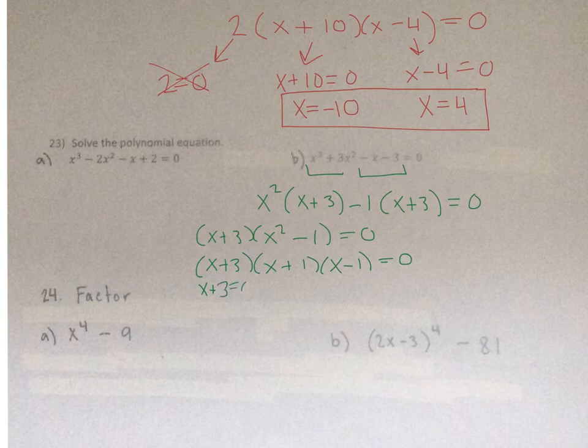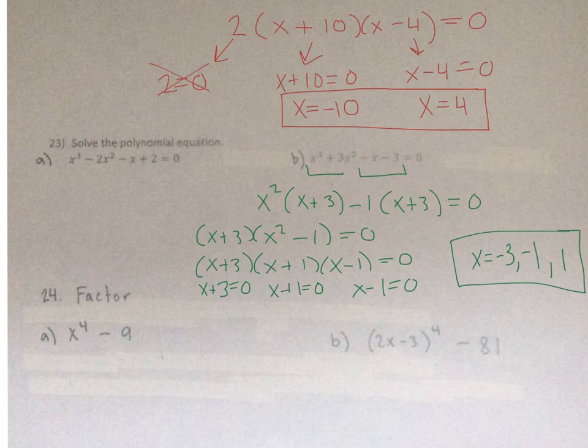So when does x plus 3 equal 0? When does x plus 1 equal 0? And when does x minus 1 equal 0? Subtract the 3, we get x equals negative 3. Subtract the 1, we get x equals negative 1. Add the 1 over, we get x equals positive 1. And there we go. Those are our 3 solutions. And once again, you can plug those 3 solutions back into the original equation to see if you've gotten it right or not.